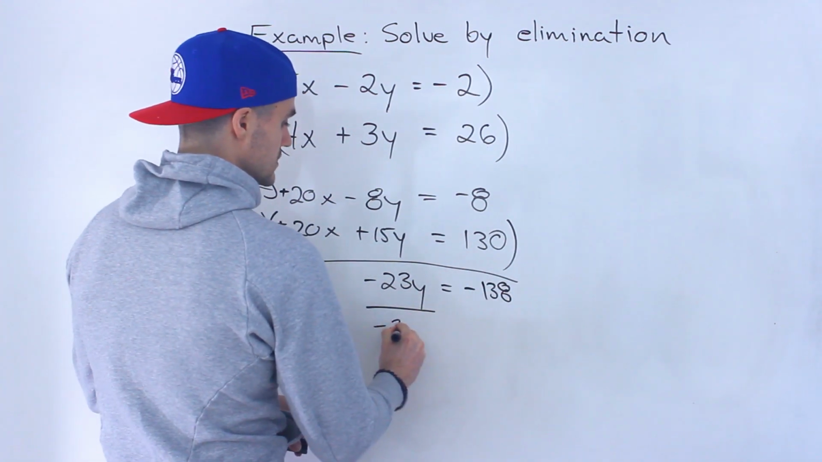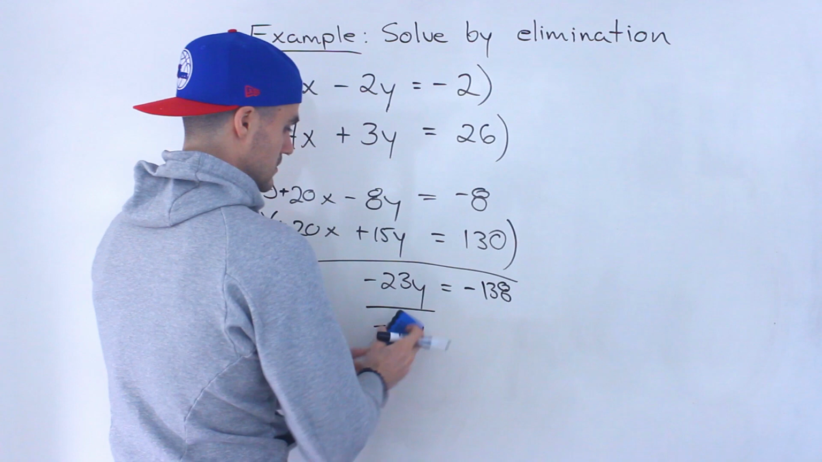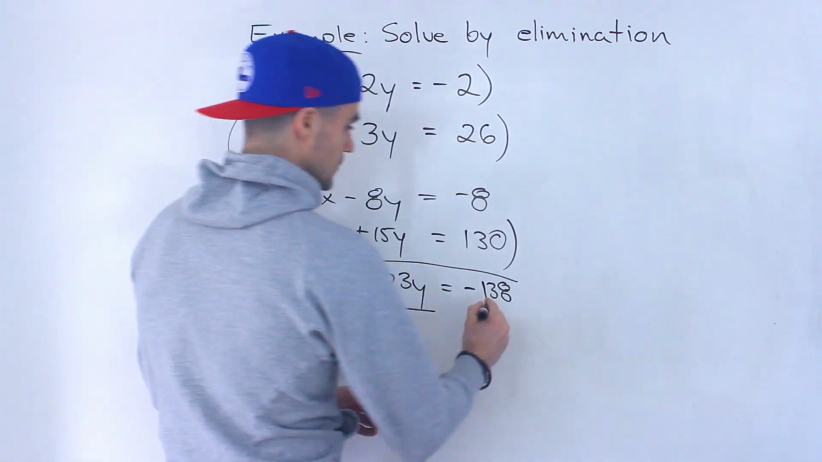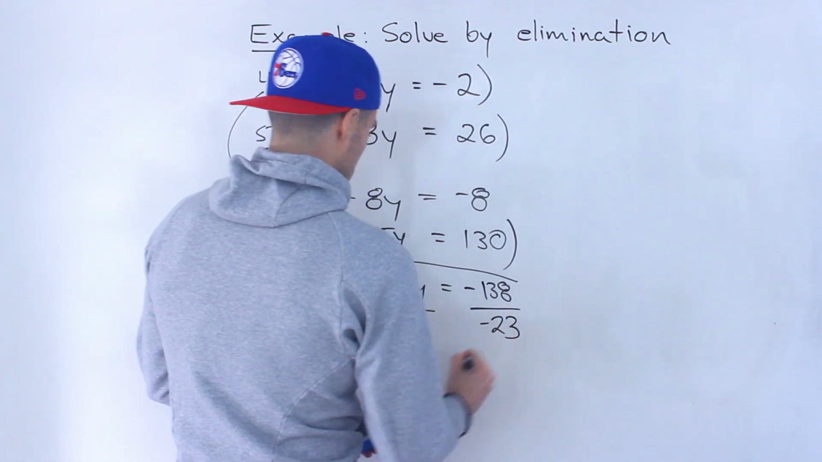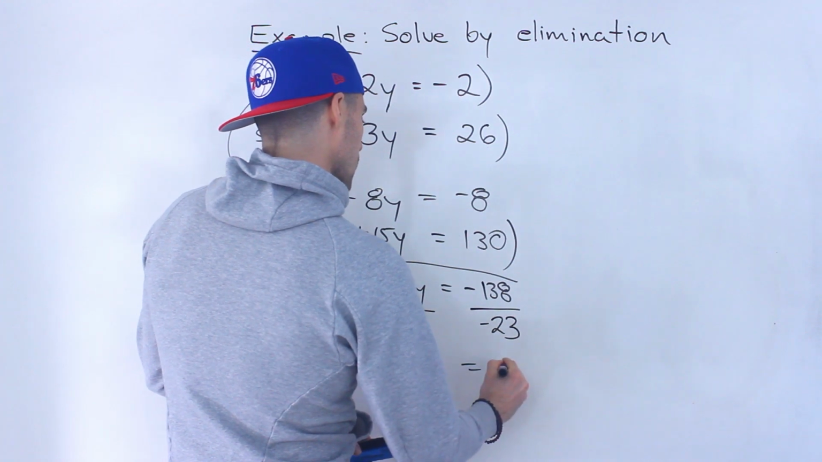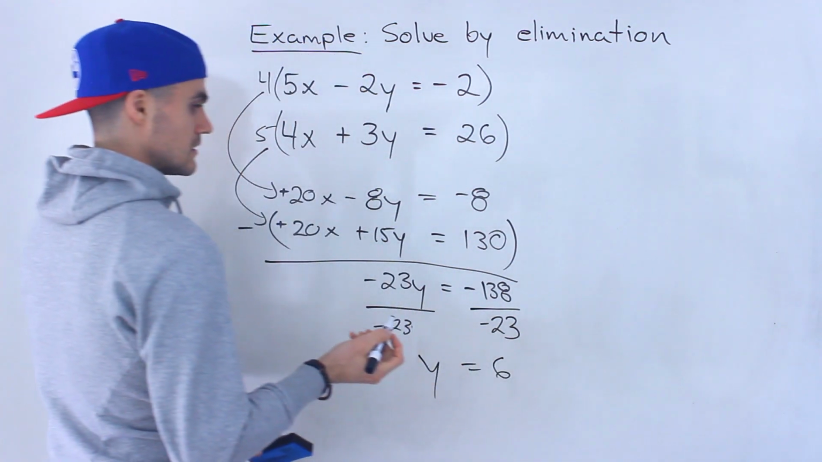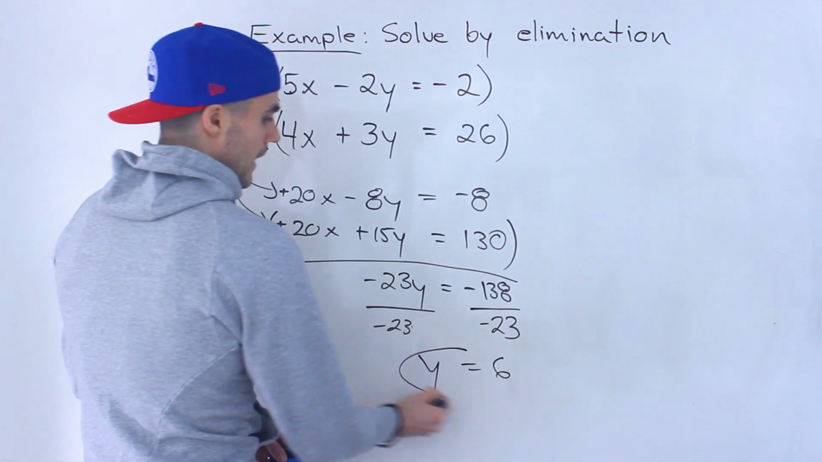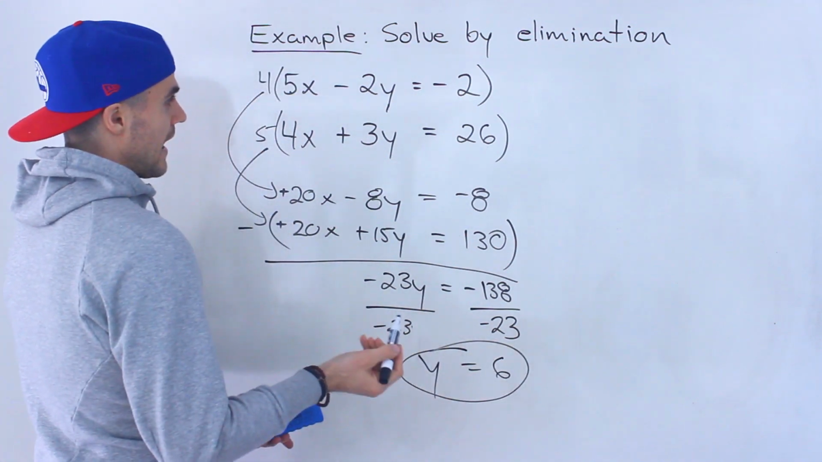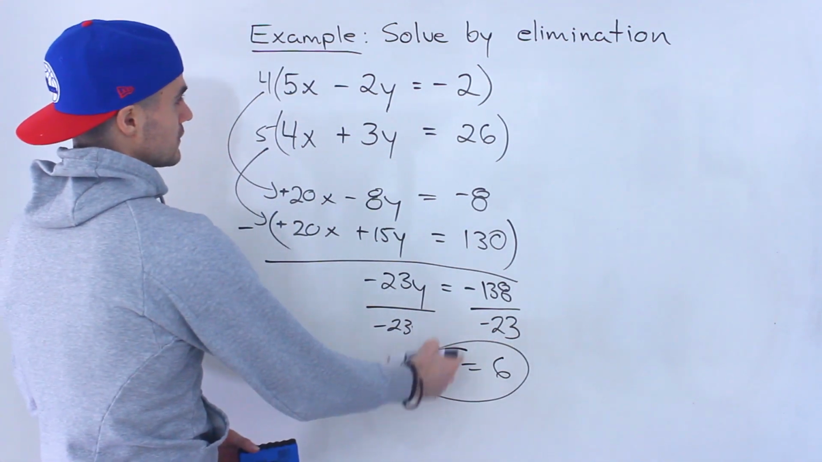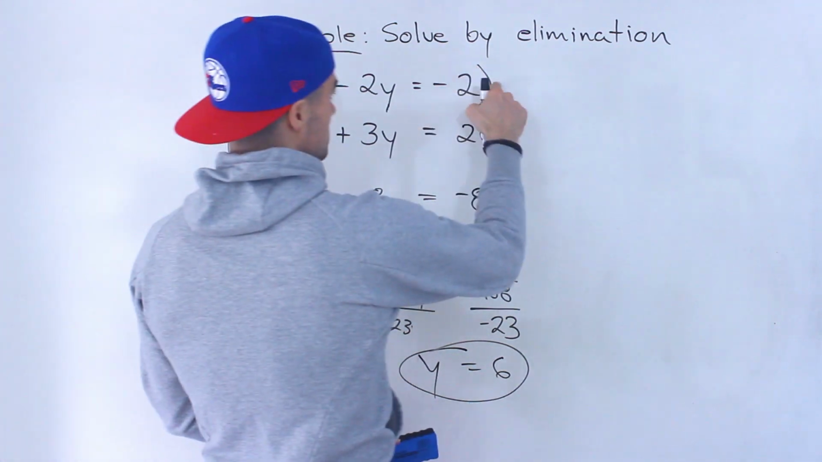And then over here, just divide both sides by negative 23. And then y would end up being what? Positive 6, like that. So y is equal to 6, and then to figure out the x value, we could plug in this y value of 6 either here or here. So let's plug it into the first one.